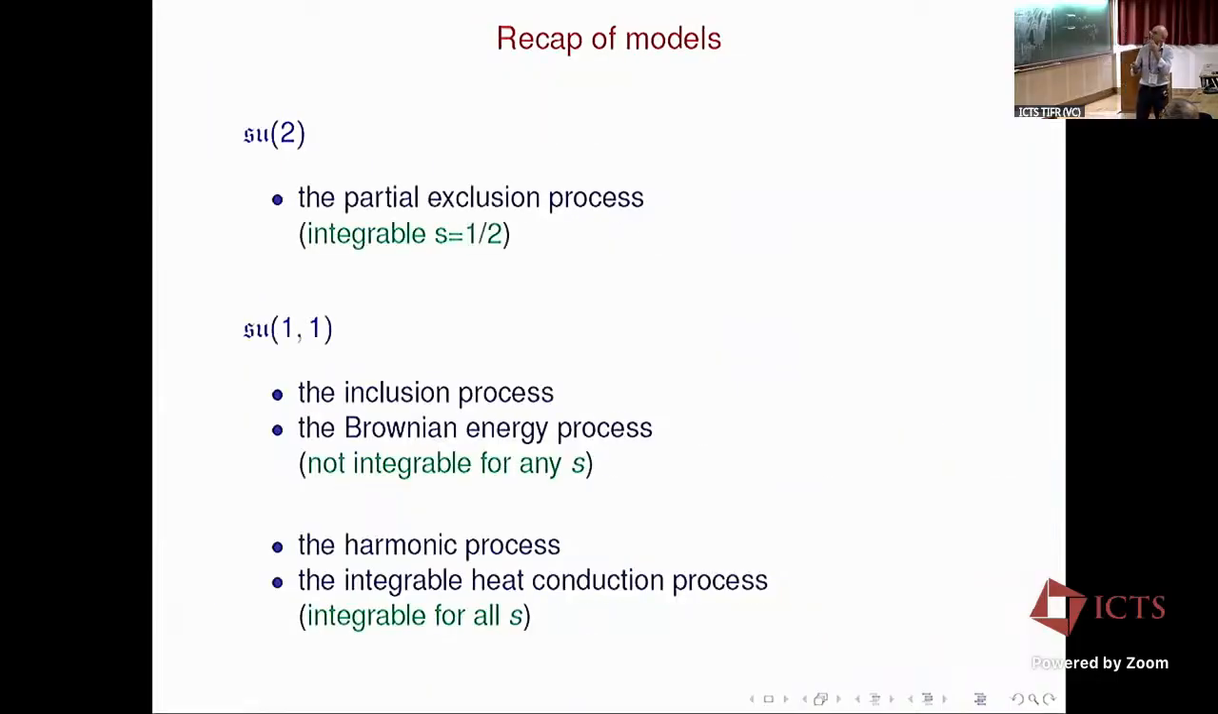Okay, maybe I should speed up, but that's a recap of models so far. We started from exclusion, partial exclusion, which is integrable for spin 1/2. Then by going to non-compact spins, we got a family of processes that are not integrable, the inclusion process and the Brownian energy process, as well as integrable ones, the harmonic process and integrable heat conduction. This was about the stationary measure, so at stationarity. Now, if we want to come closer to the title of the program, we are going to do some hydrodynamics.